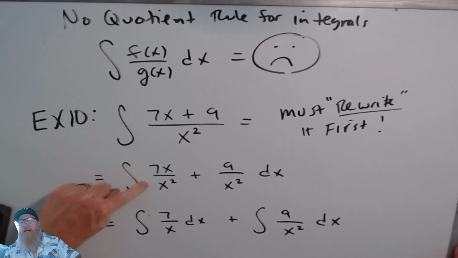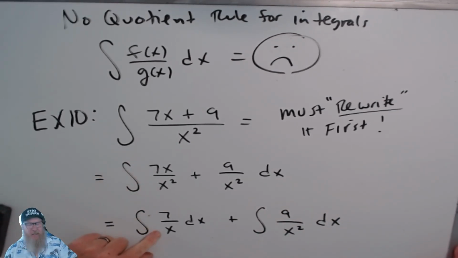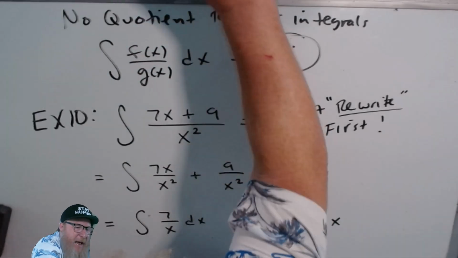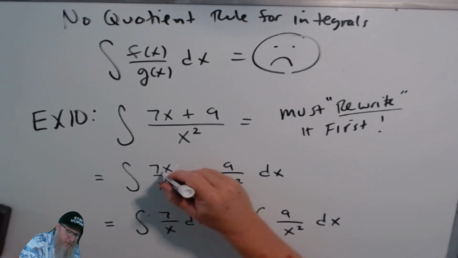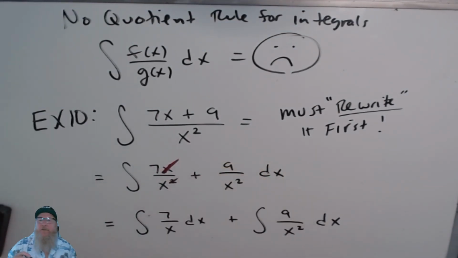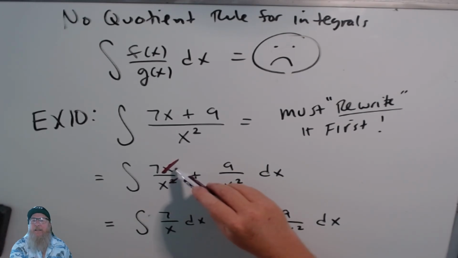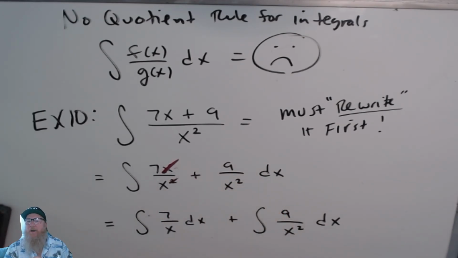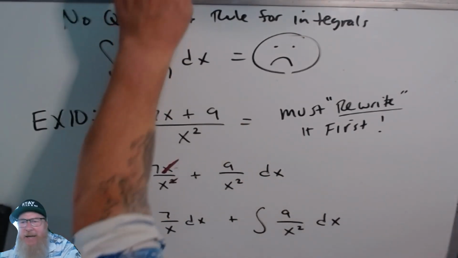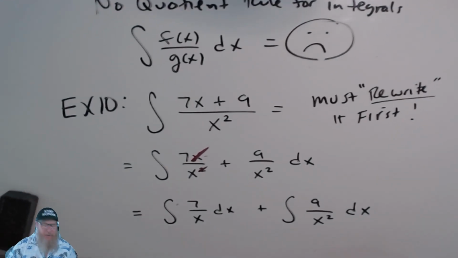So 7x over x squared just becomes 7 over x. Right, here, I'll show the math. I know you don't need to see it, but maybe you like it for your notes. You cross off the x on the top and then cross off the squared on the bottom and you get 7 over x. And then now handle them separately.